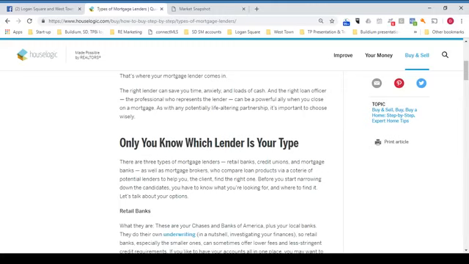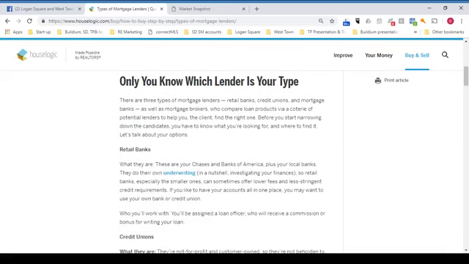And the right loan officer, the professional who represents the lender, can be a powerful ally when you close on a mortgage. As with any potentially life altering partnership, it's important to choose wisely. Now, only you know which lender is your type. There are three types of mortgage lenders: retail banks, credit unions, and mortgage banks, as well as mortgage brokers who compare loan products via a group of potential lenders to help you, the client, find the right one.